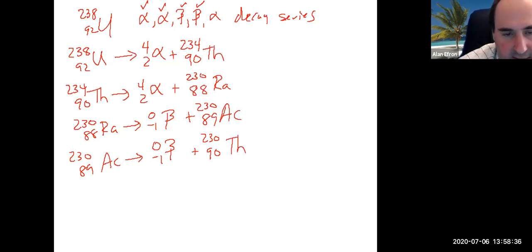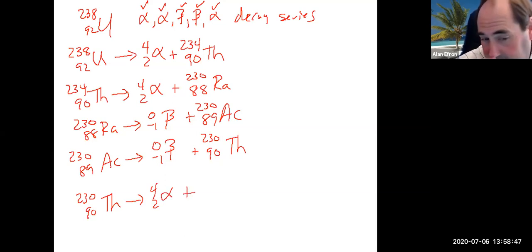And the last thing that will happen is our Th there will go through an alpha decay, which is going to get us to, I believe, 88. And a lot of math there, but 226, I hope. And 88 again brings us back to Ra.